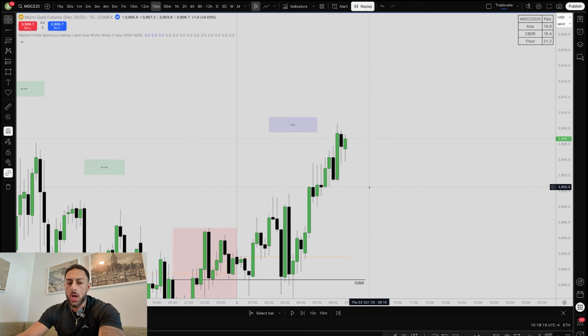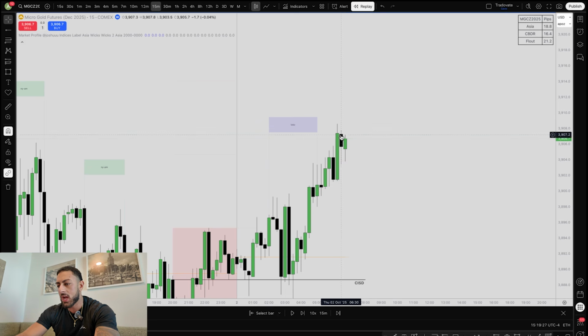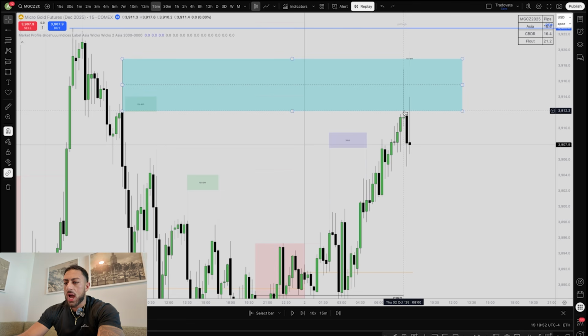Now, I typically get onto my charts whenever I am trading gold around 7:30 a.m., sometimes a little bit earlier, around 7 o'clock a.m. Eastern Standard Time. Today, I got onto my charts around 8 o'clock. Right at 8 o'clock, I noticed that we were reacting off of this wick that was formed yesterday from the news release that came out.